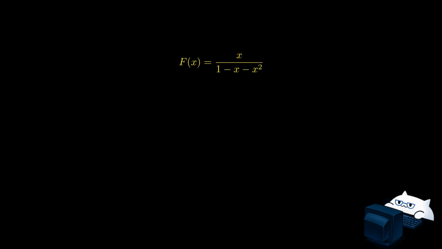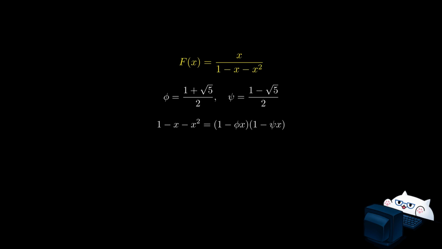First, let's express the denominator in a more convenient form. Matching our polynomial's coefficients, we can rewrite our quadratic in function of the roots we calculated previously, now phi and psi. From this, we can rewrite our rational function as a combination of this sort.